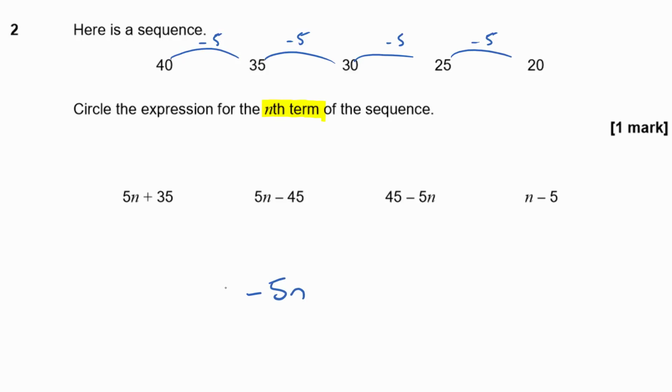Now normally we'd then have to go on and find out what this number is here, but actually that's all we need to do here because it's enough to rule out that one, and that one, because there's only the one expression in our choices that has minus 5n involved, so it has to be that one.